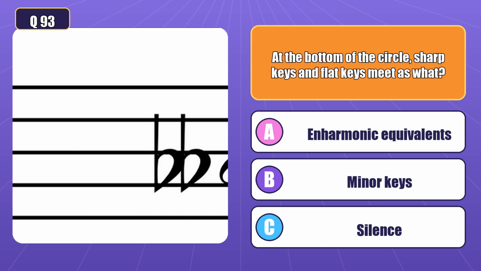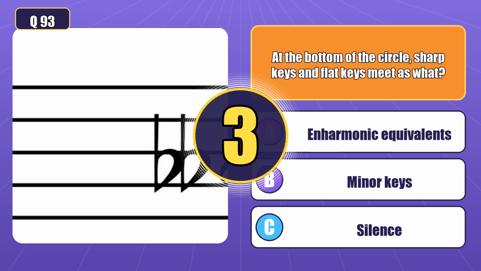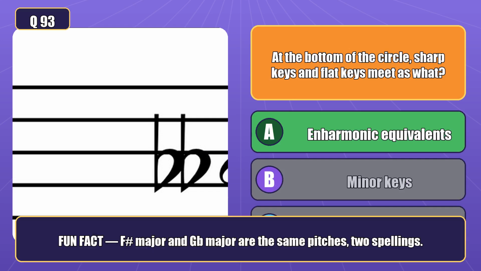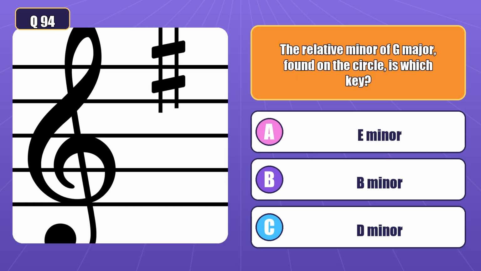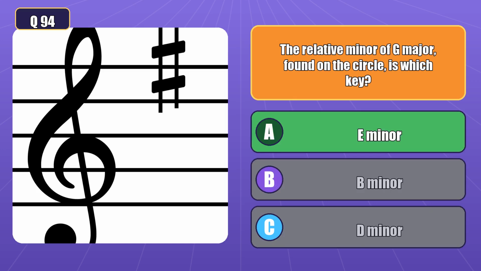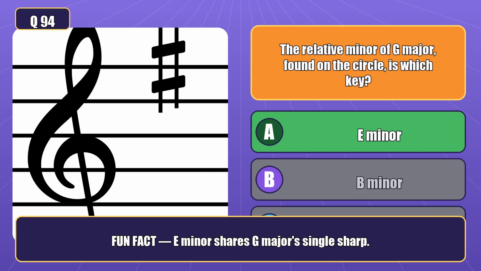Question number 93. At the bottom of the circle, sharp keys and flat keys meet as what? The answer is enharmonic equivalence. Fun fact, F sharp major and G flat major are the same pitches, 2 spellings. Question number 94. The relative minor of G major, found on the circle, is which key? The answer is E minor. Fun fact, E minor shares G major's single sharp.